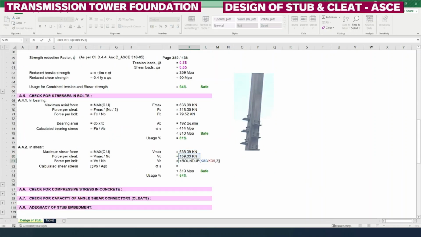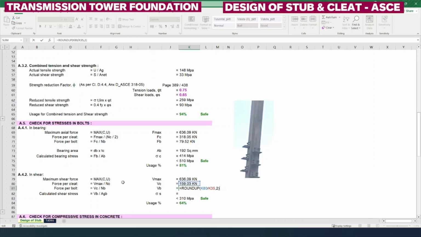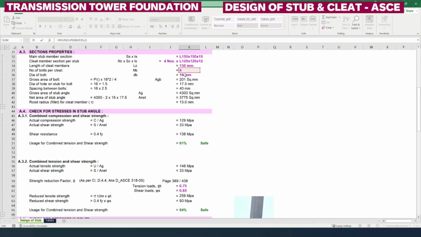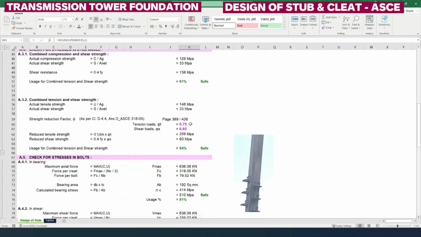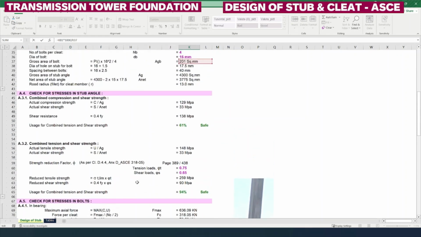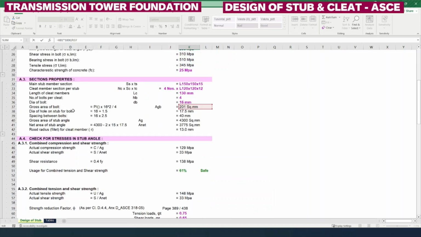The shear force per bolt, that is VB, is nothing but the maximum force per cleat divided by the 4 numbers of bolt which we have considered to connect the cleat with the stub. And the calculated shear stress is nothing but VB divided by the gross area of bolt. So the gross area of bolt is pi d square by 4, where d is 16 mm. It is 201 square mm.